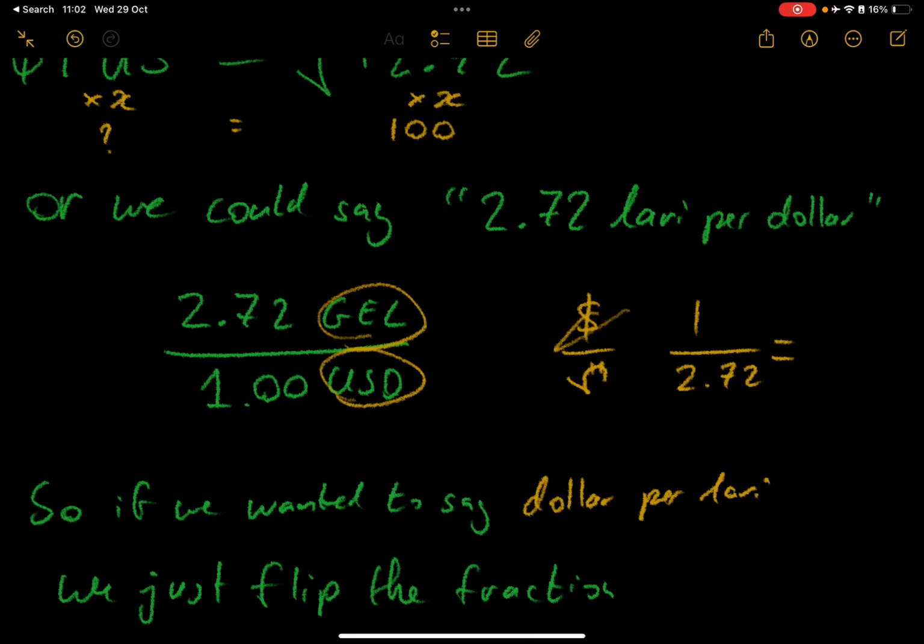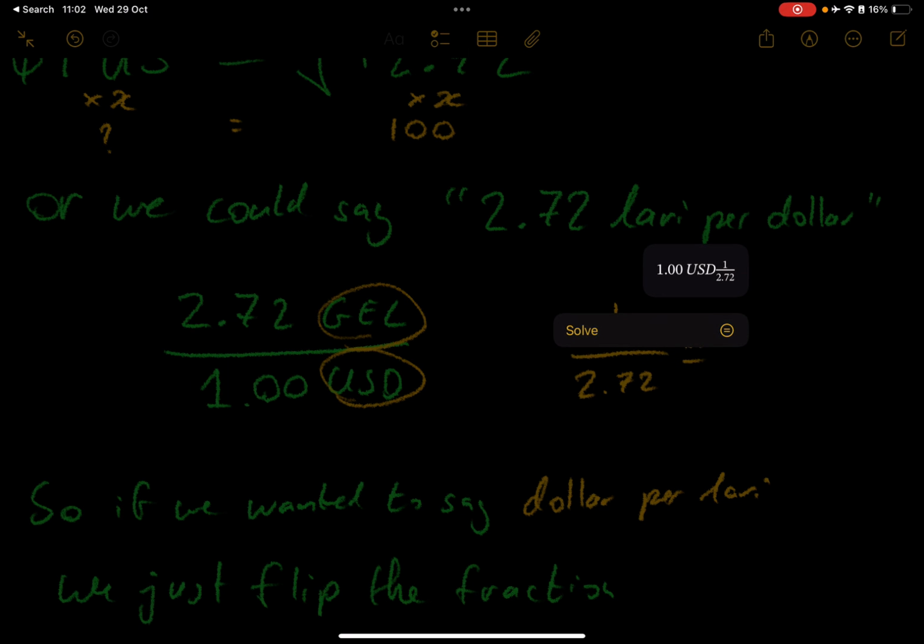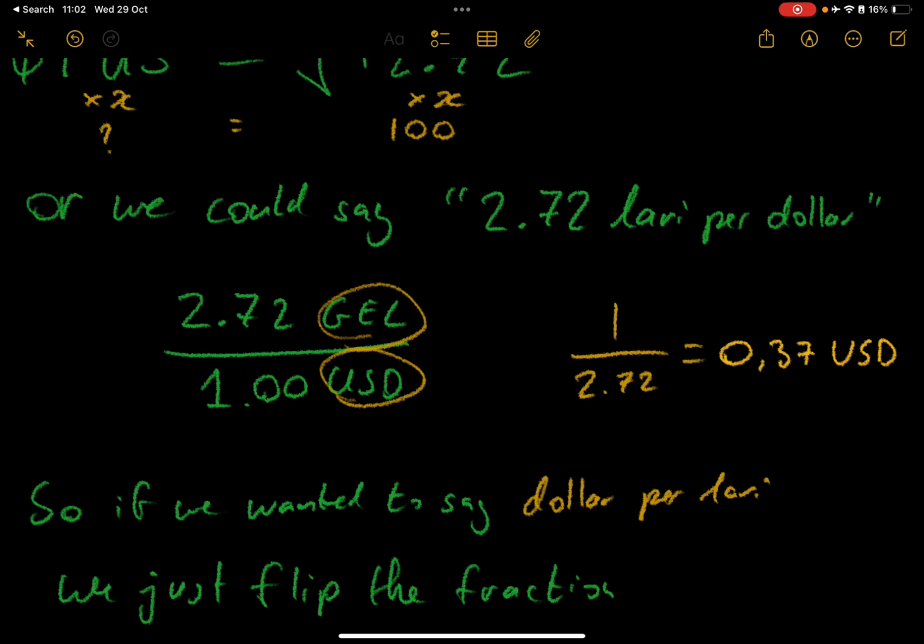Yeah, it's being very weird. So let me just get rid of that and write it again. 1 over 2.72 equals, gives me the answer. Oh wow, so it actually figures this out for me. So that means that 1 Lari is 0.37 US dollars.